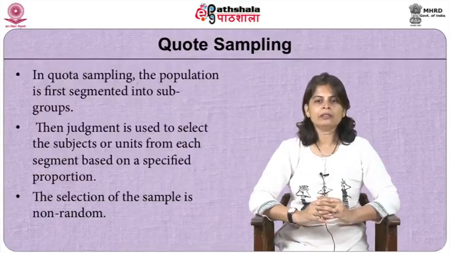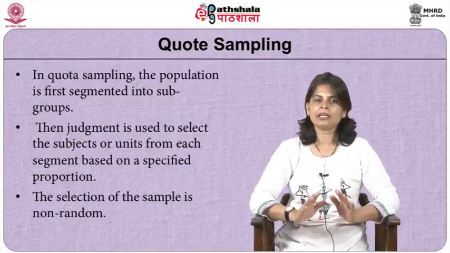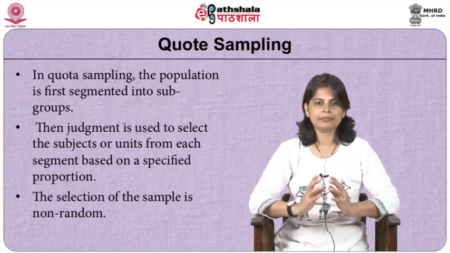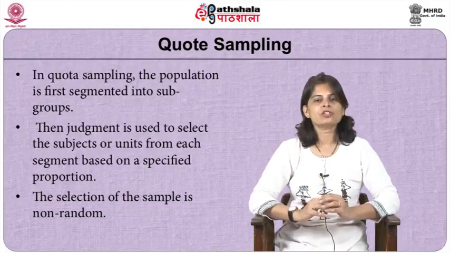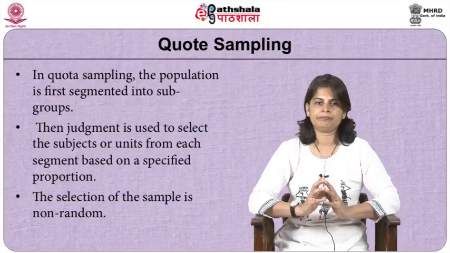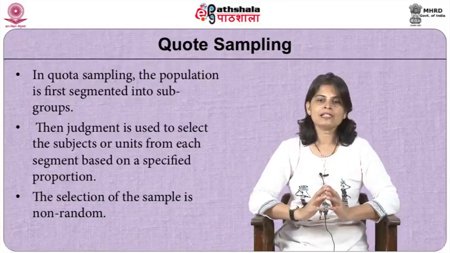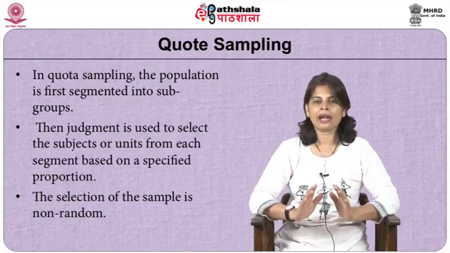Let us now come to non-probability sampling, the first of which is quota sampling. In quota sampling, the population is first segmented into subgroups. Then, judgment is used to select the subjects or the units from each segment based on a specified proportion. Since the selection of the sample is based on judgment, clearly it is a non-random technique.